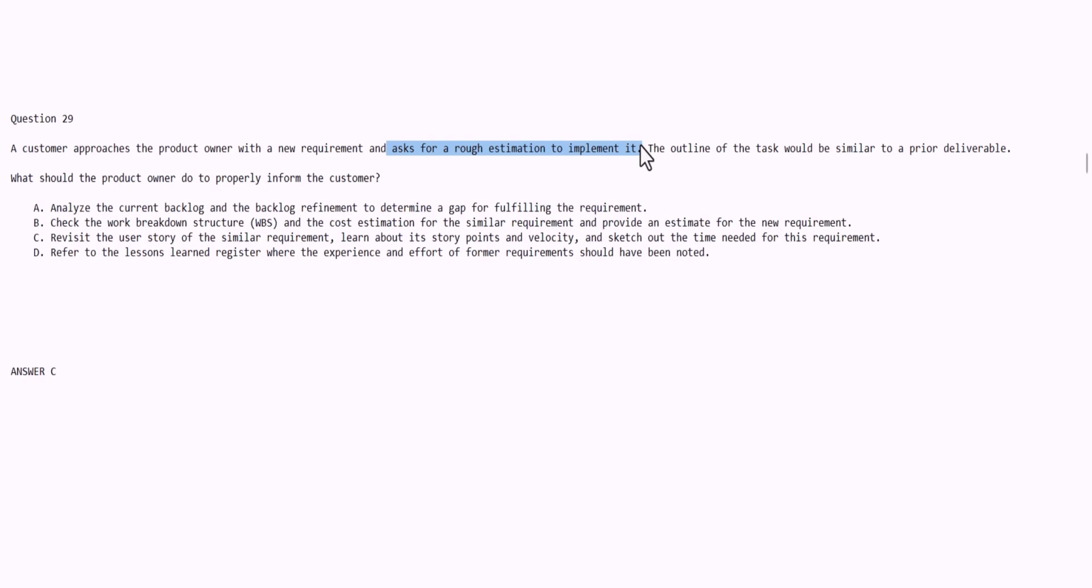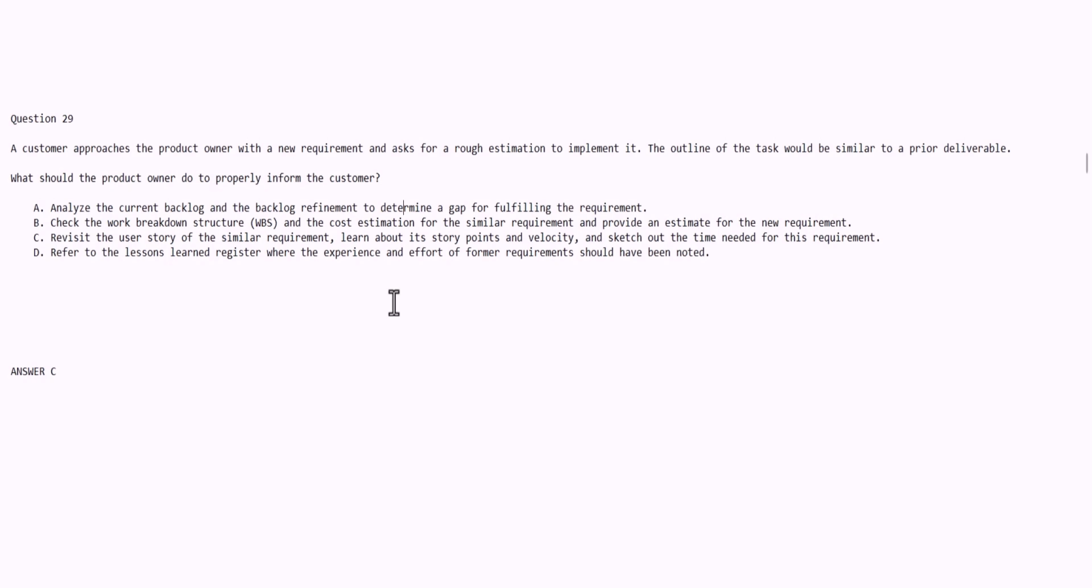And in this case, if you look at option D, the lessons learned register has nothing to do with actual estimation. The lessons learned register is simply what you have learned on previous projects and what you would do differently to improve and learn upon those experiences. Again, doing an analysis of your current backlog and backlog refinement does absolutely nothing for you coming up with an estimate for this specific requirement.